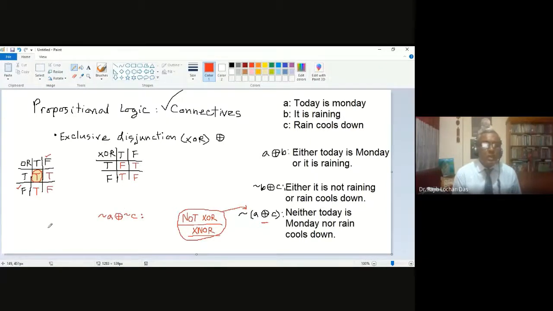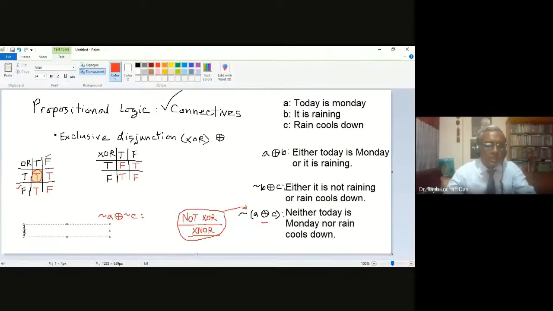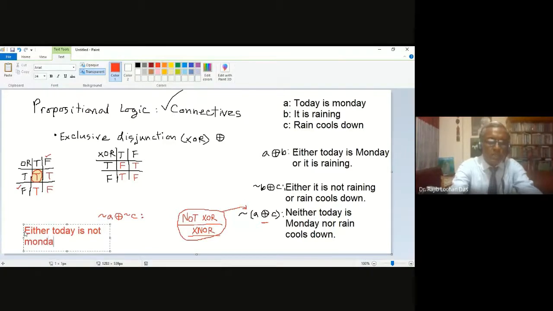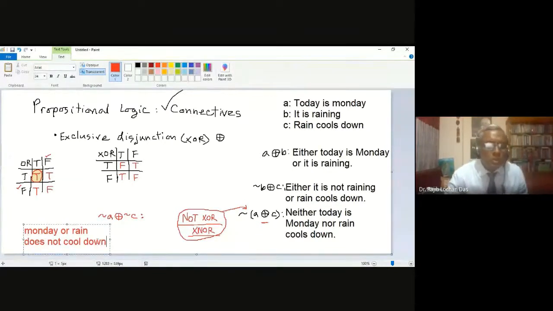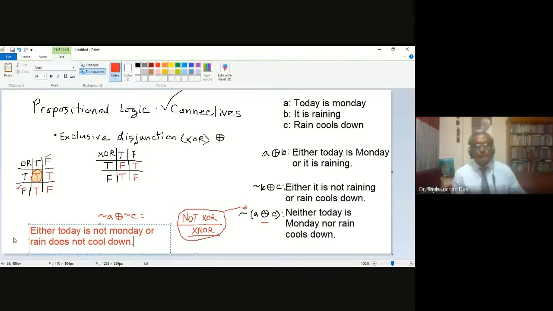So actually what you will write for this? You will write either today is not Monday or rain does not cool down. Try to think and try to understand. Do you understand this now? Is that okay or not?